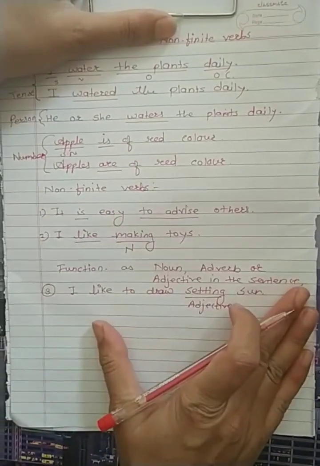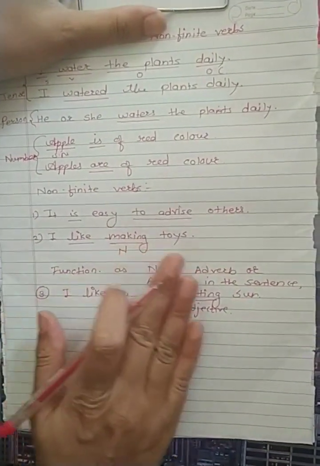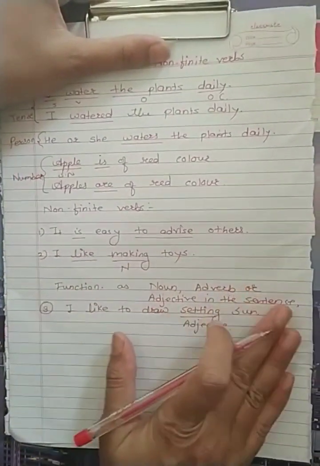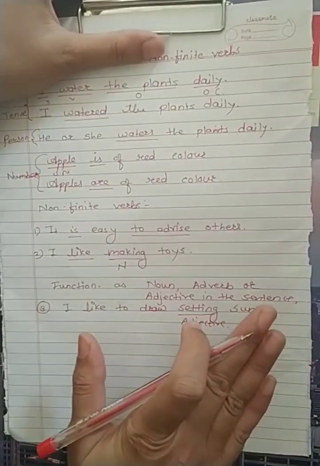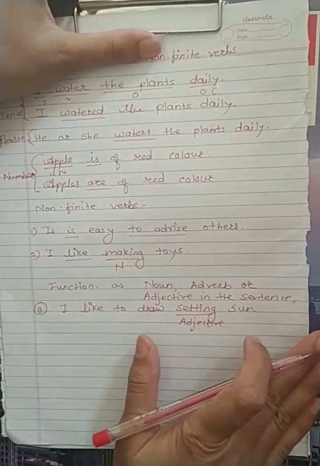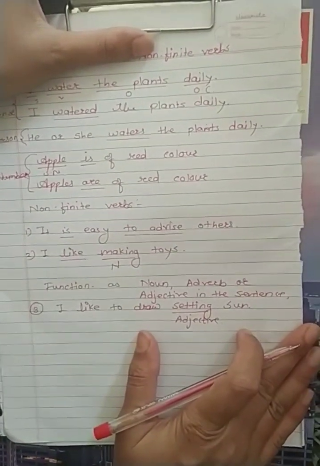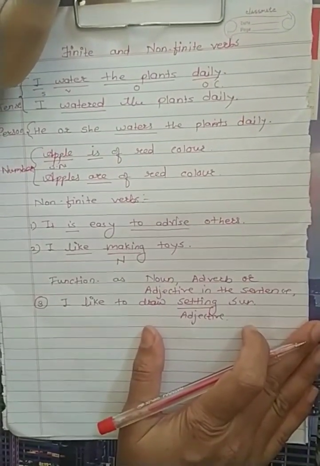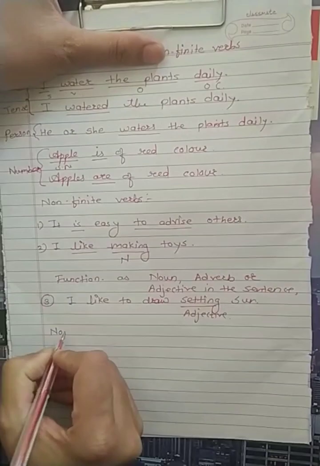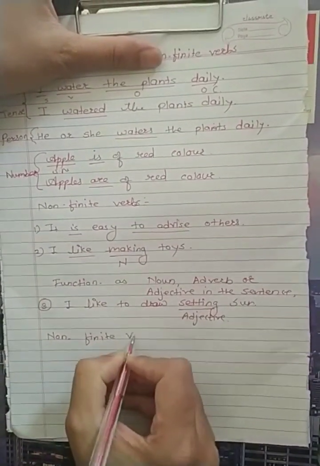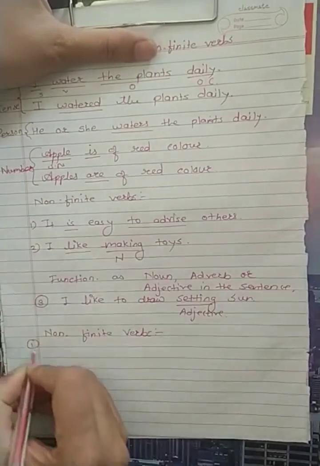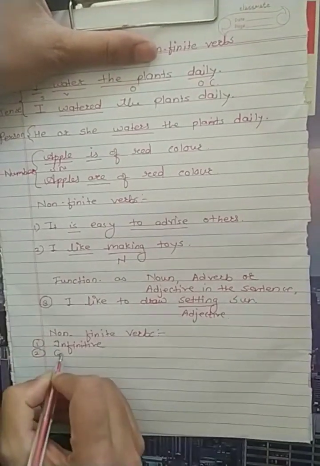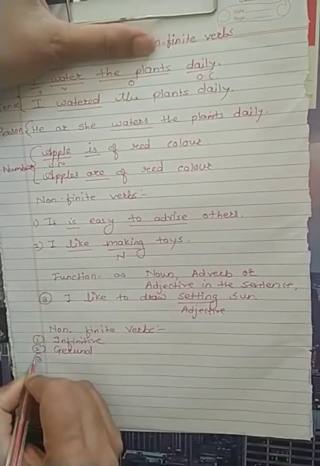So remember, finite verbs change as per person, number and tense, while non-finite verbs do not change as per number, person and tense. Further, let us learn there are three types of non-finite verbs. Which are the three types of non-finite verbs? Infinitive, second gerund and third participle.